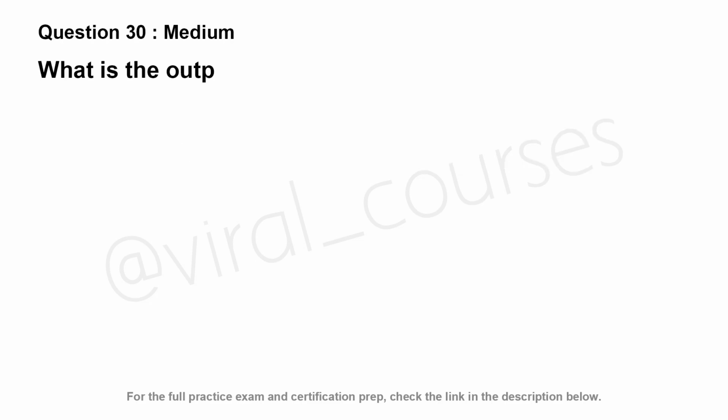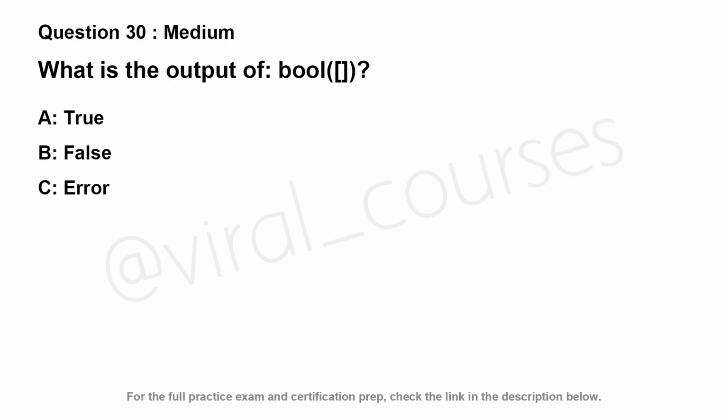What is the output of bool([])? Option A, true. Option B, false. Option C, error. Option D, none.